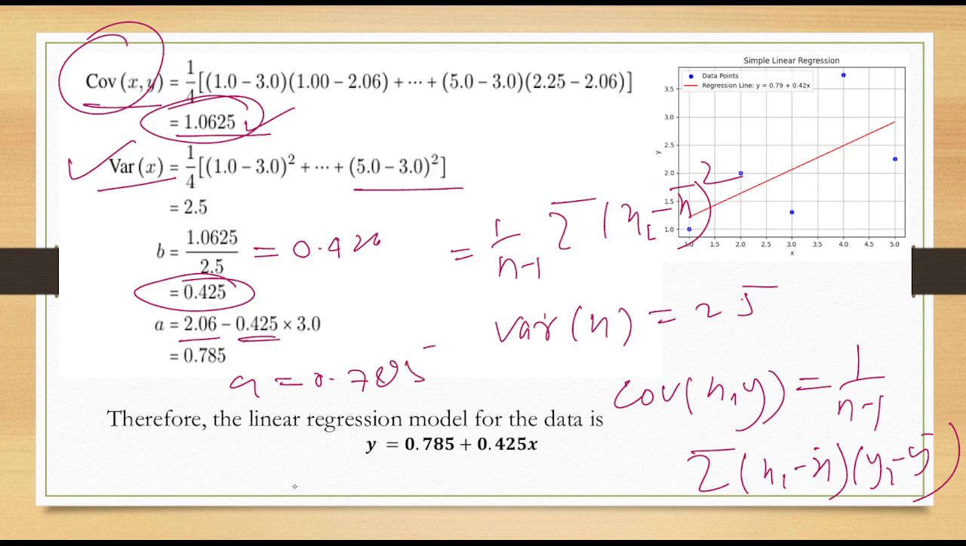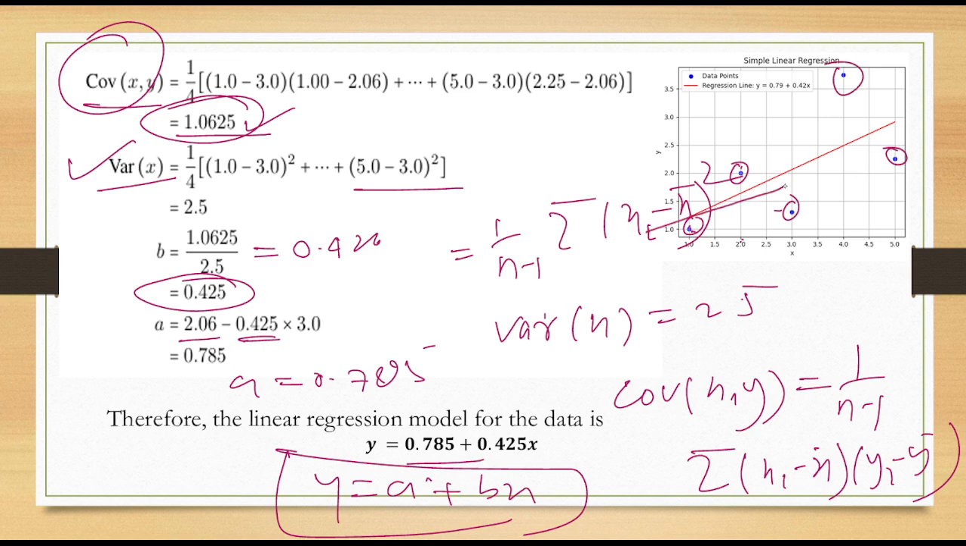Now put this value in y equal to a plus bx. So when you put it in this equation, we'll get y equal to 0.785 plus 0.25x. So this is the answer for the linear regression model. Here we have the points x1 with y1, and so on, and with respect to x we have the value of y also. So this is our data, and we get this model, the simple linear regression model.